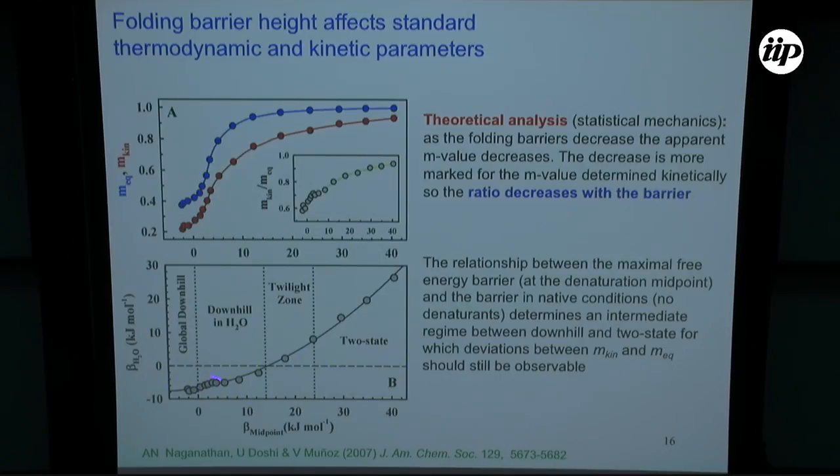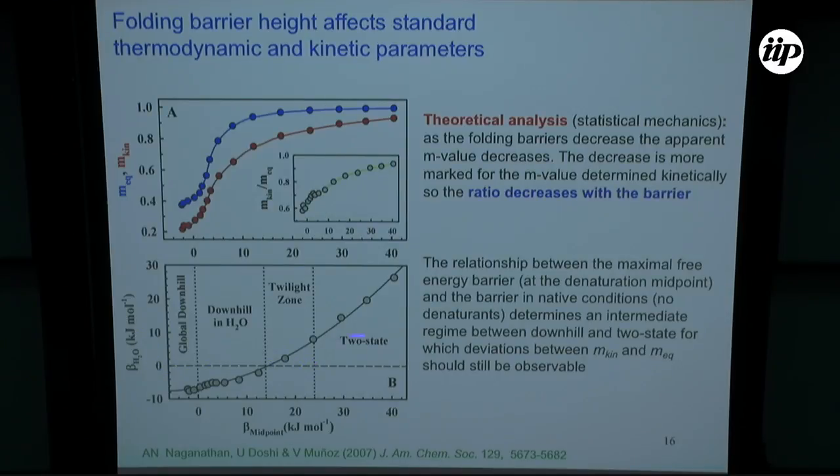So this is a regime in which the protein is downhill in native conditions, but has a little barrier at the folding temperature. And then you go into this regime in which there are significant barriers on both. So that's the two-state-like regime. And then there is also this thing which we call the twilight zone, because there is a significant barrier at the midpoint, but there is a very small barrier in native-like conditions.